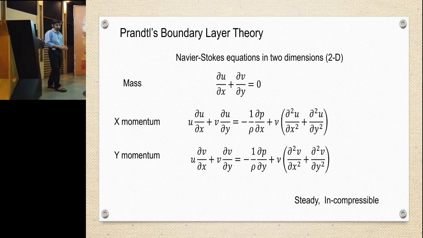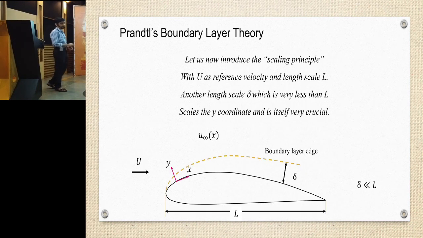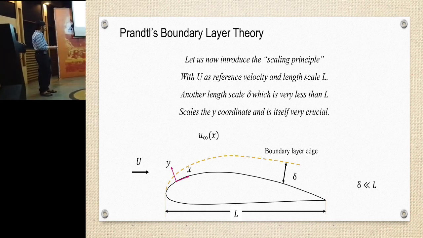Right, so these are the equations we start with. Now let's introduce the scaling principle. That's an important concept in fluid dynamics, or in physics in general. So, with U as reference velocity and length scale L, we'll talk about it in a minute. Another length scale, delta, which is very much less than L. So delta is the thickness of the boundary layer.